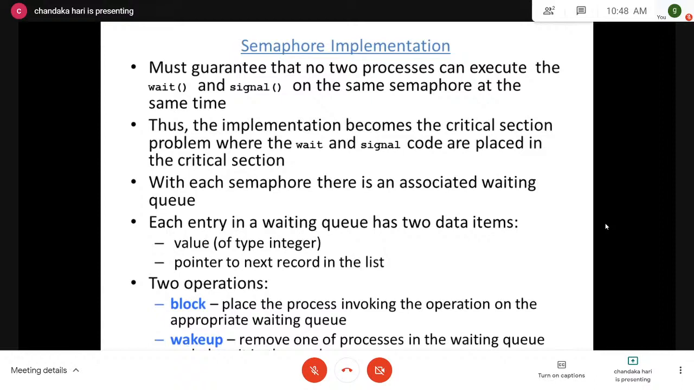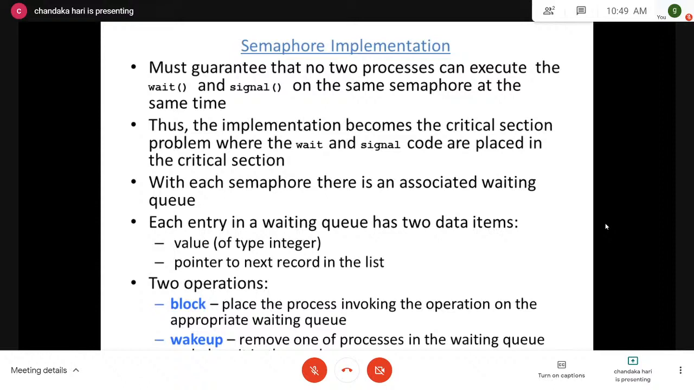Coming to the next very important point: the implementation becomes a critical section problem, where wait and signal code are placed in a critical section. So you are saying that wait and signal cannot be done simultaneously. That implies wait and signal must be executed in a critical section. You know what a critical section is?